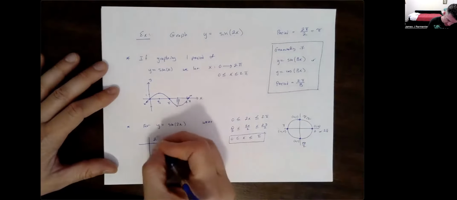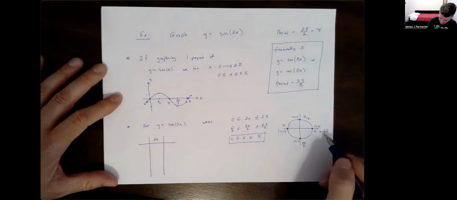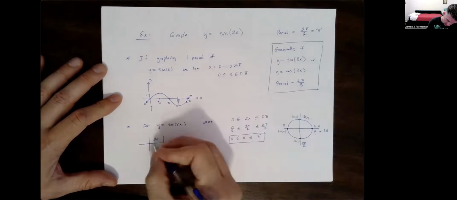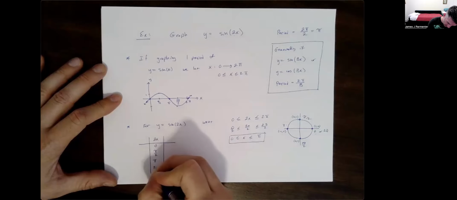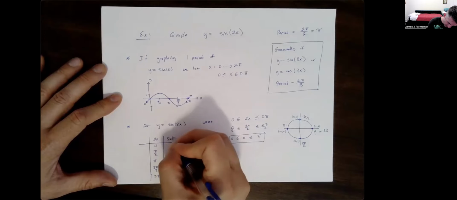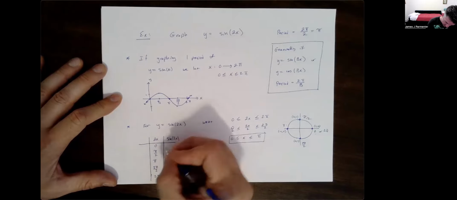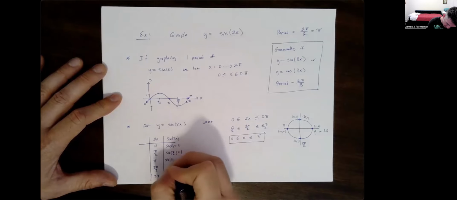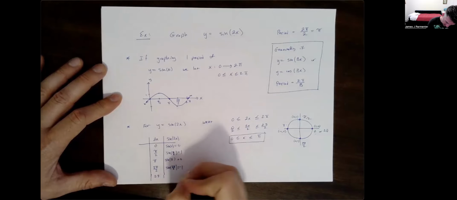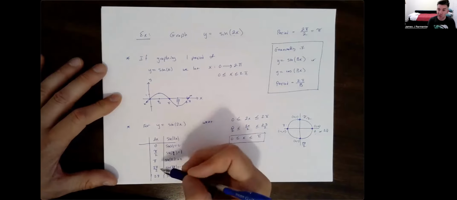Well, now 2x is my angle. So I want 2x to take on these quadrantal angle values. So I want 2x to equal 0, or pi over 2, or pi, 3 pi over 2, and 2 pi. And I know that sine of 2x, well, sine of 0 is 0, and sine of pi over 2 is 1, and sine of pi is 0, and sine of 3 pi over 2 is negative 1. Finally, sine of 2 pi is back to 0. But those are the values that 2x is equal to.